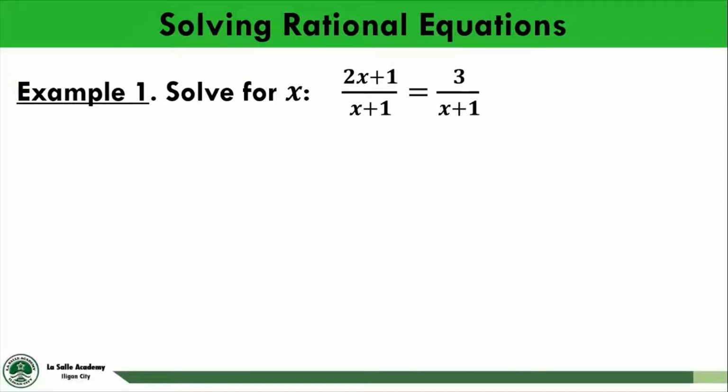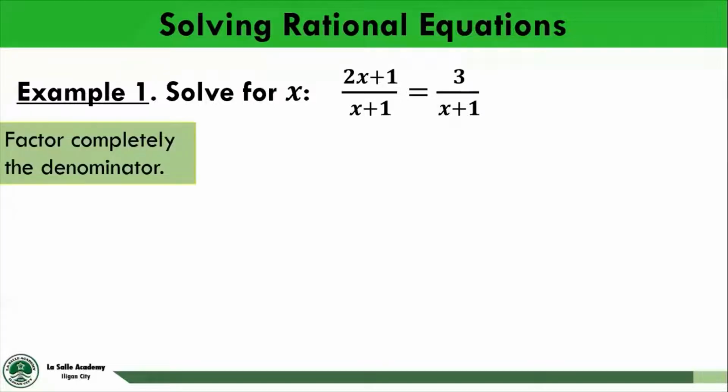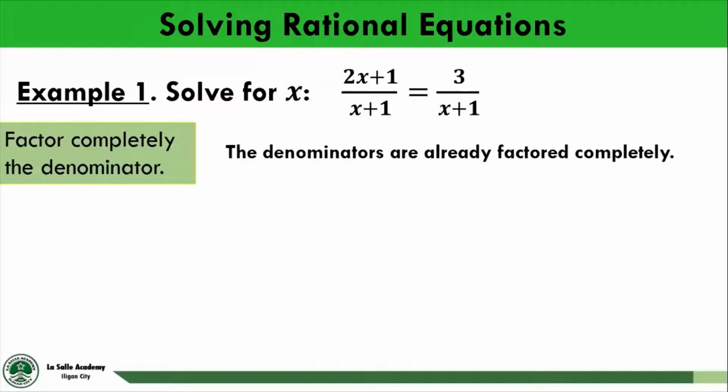Solve for x in the given rational equation: 2x plus 1 over x plus 1 is equal to 3 over x plus 1. So following our procedures, first is factor completely the denominator. As observed, our denominators are already factored completely. So now let's proceed to our next procedure, which is finding the least common denominator. Based on the given rational equation, our LCD is x plus 1.